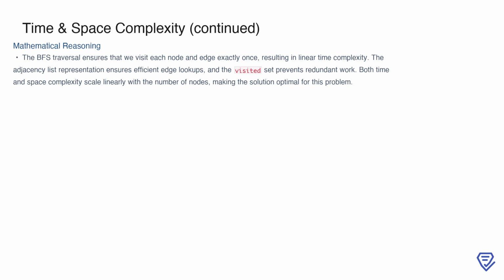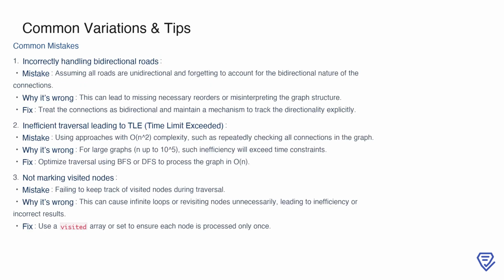Since both the time and space complexities scale linearly with the number of nodes, the solution is well suited for this problem. This linear scaling ensures optimal performance, even for larger graphs, making the algorithm both time and space efficient. Here are some common mistakes to watch out for when solving this problem.